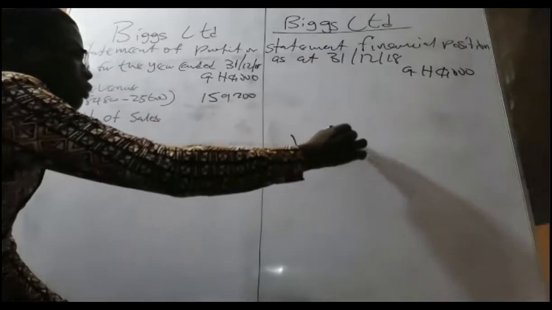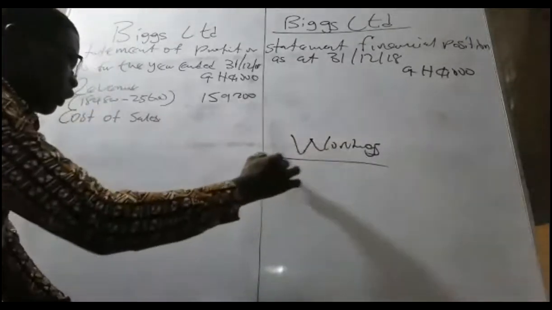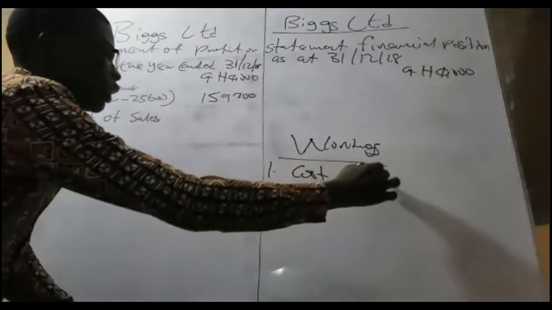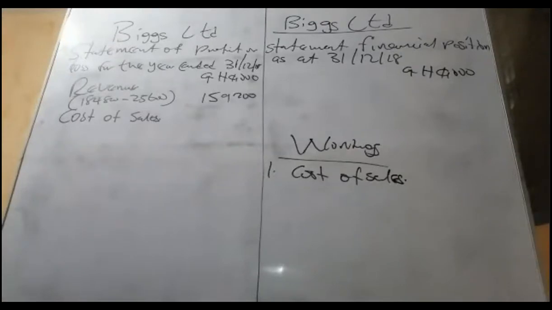So workings, clearly, workings one is on cost of sales. Here, if cost of sales is not given to you directly, then you have to start from the opening inventory, purchases or production cost, and then realize the closing inventory. Then we are done. If there's any depreciation on production equipment, you add it.